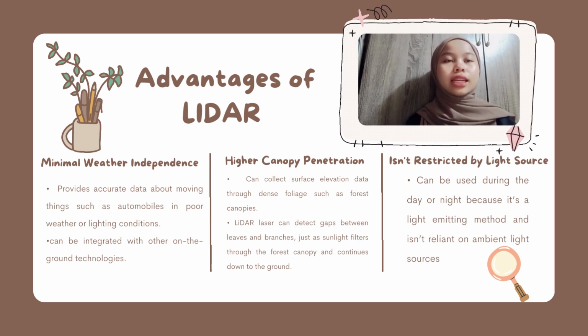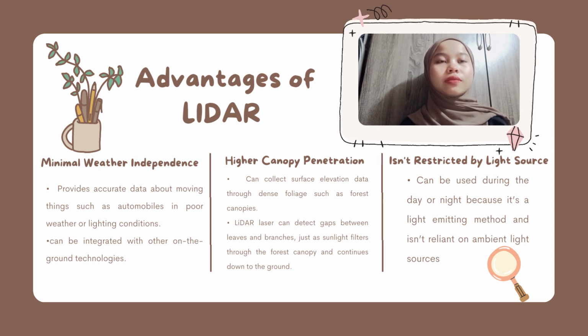This technology can integrate with other on-the-ground technologies to create a comprehensive mapping system capable of providing relevant analysis. It not only provides precise data about static objects, but it also provides accurate data about moving objects, such as automobiles in poor weather or conditions. This is especially impressive when it comes to autonomous vehicles.